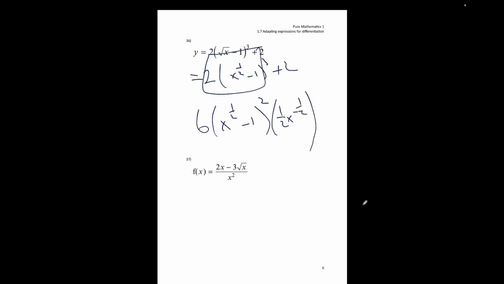Just like that. Differentiation of this. Same thing over here. We realize this is awkward. Let's change it into a simpler format first before we differentiate. It's just going to be 2x over x squared minus 3x to the power of a half divided by x squared, which is 2x to the power of 1 divided by x squared. It's just x to the power of negative 1. It's still going to be minus 3x to the power of a half minus 2, right?